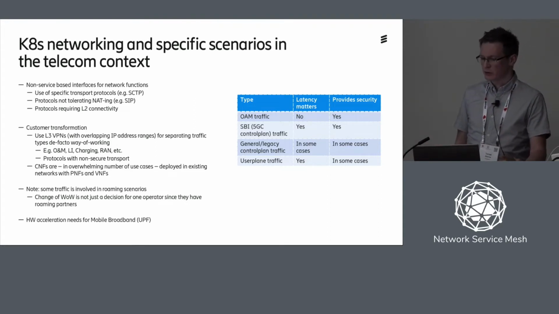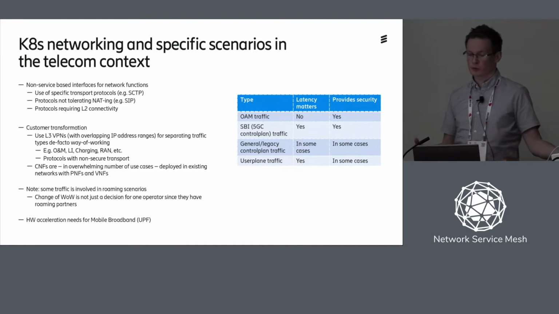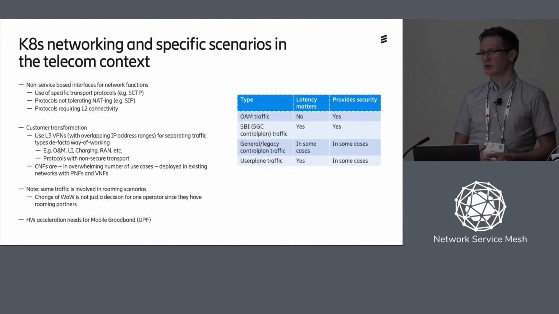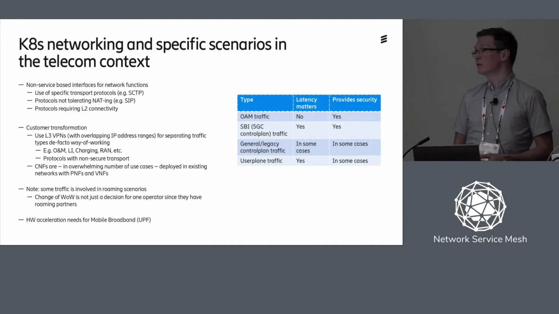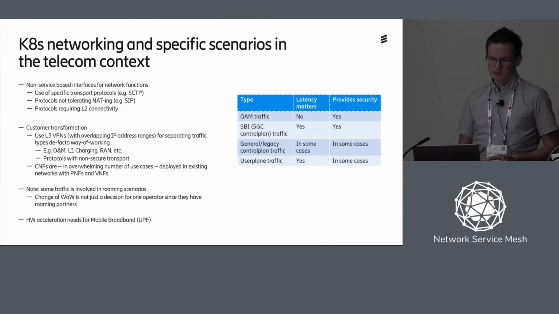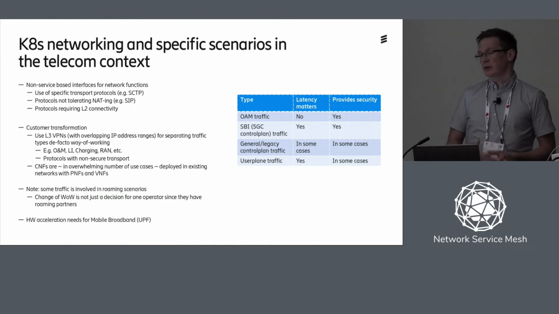When it comes to the non-service-based interfaces, we have, unfortunately, the need to provide things like non-standard transport protocols like SCTP with multi-homing and path diversity. There are certain protocols that don't tolerate netting, and you probably know in Kubernetes the default way of doing load balancing involves netting. Well, we have protocols like SIP, which will absolutely break if someone messes around with the IP addresses. And there are certain protocols that need pure layer 2 connectivity. So not easy to fulfill these requirements in a Kubernetes environment.